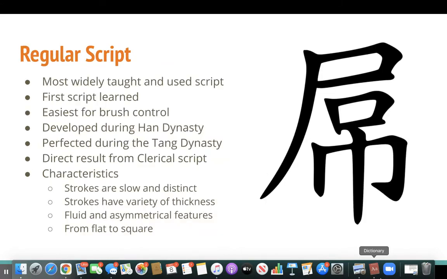Regular script is the most widely taught and used script. It is typically the first learned script because it is easiest for brush control. It was developed during the Han Dynasty and perfected during the Tang Dynasty. It is a direct result from clerical script, and its characteristics include strokes that are slow and distinct, strokes that have a variety of thickness, fluid and asymmetrical features, and characters going from being flat into more of a square shape.